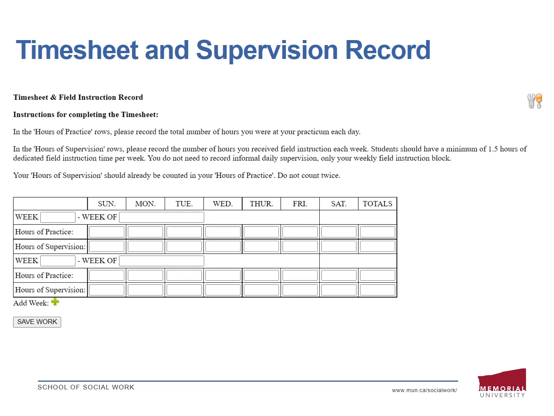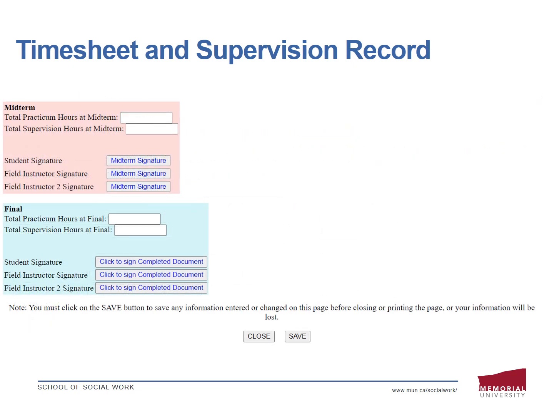Students should have a minimum of 1.5 hours of dedicated field instruction time per week. You do not need to record informal daily supervision, only your weekly field instruction block. Your hours of supervision should already be counted in your hours of practice, so you don't count twice. Students keep track of their hours. At the midterm and final, the timesheet and supervision record are electronically signed in IPT by the student, field instructor, or field instructors, and the agency mentor if applicable.